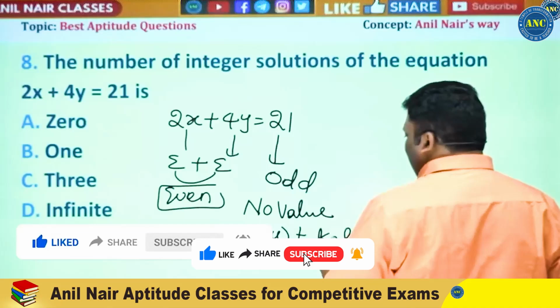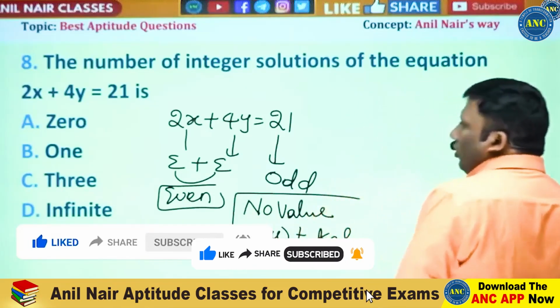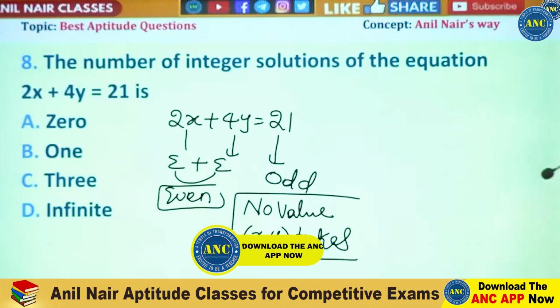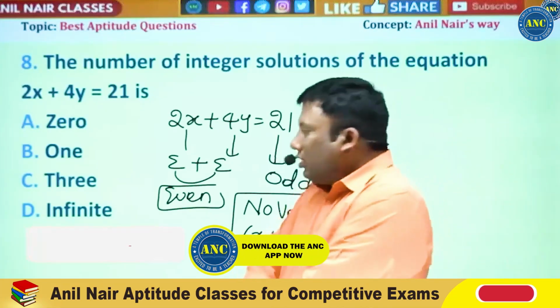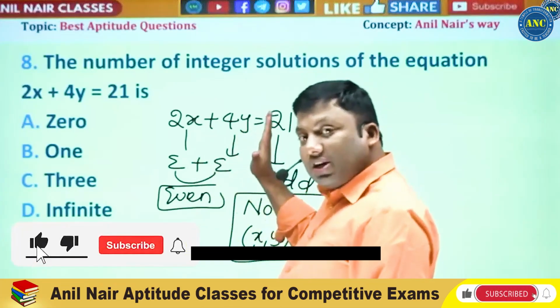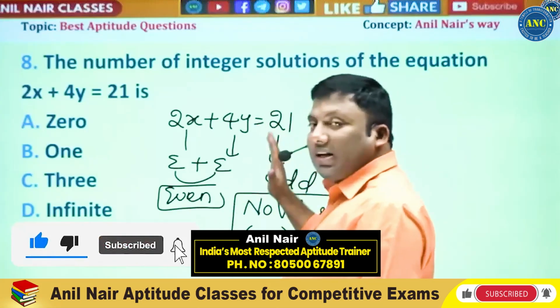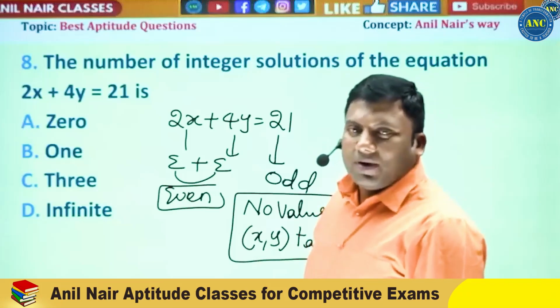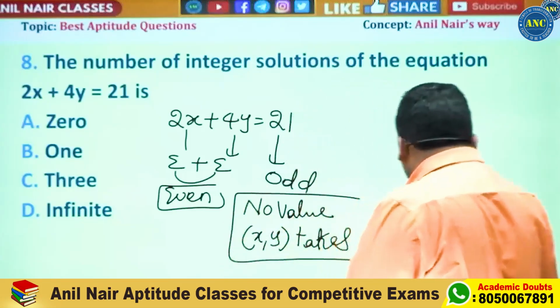2x is divisible by 2. 4y is divisible by 2. So even plus even, answer should be an even number. 21 is an odd number. So answer is no value x comma y takes. I hope the idea is clear.